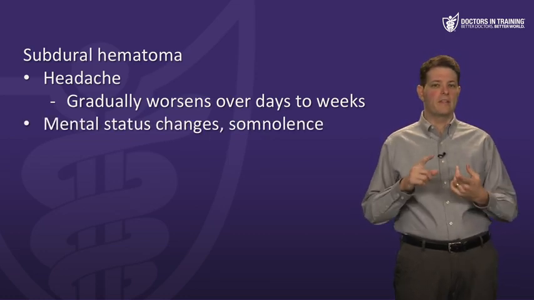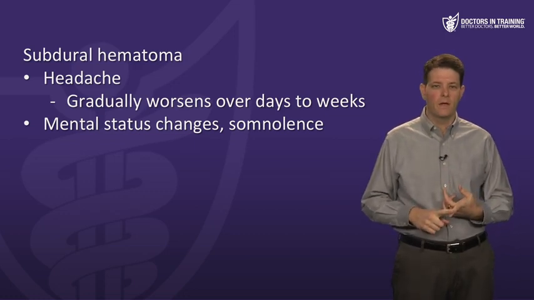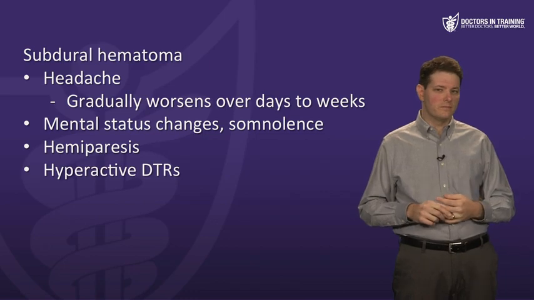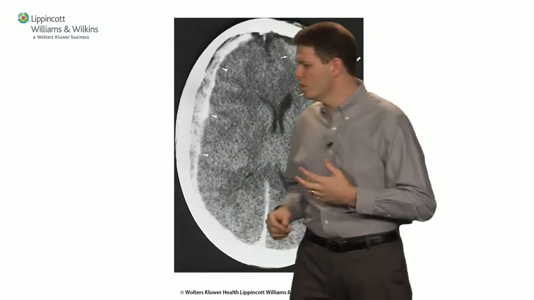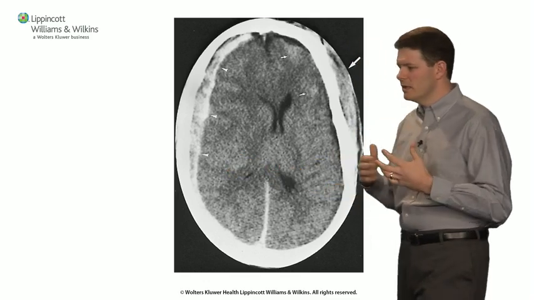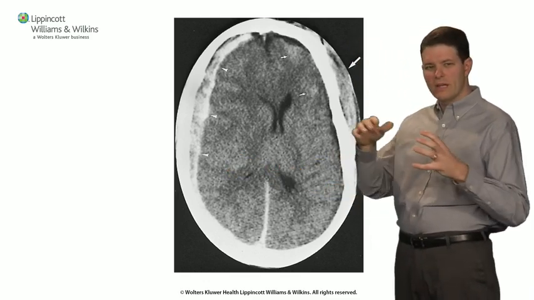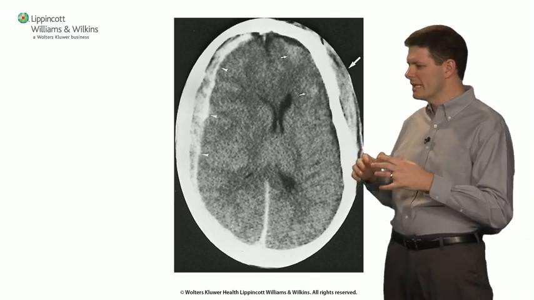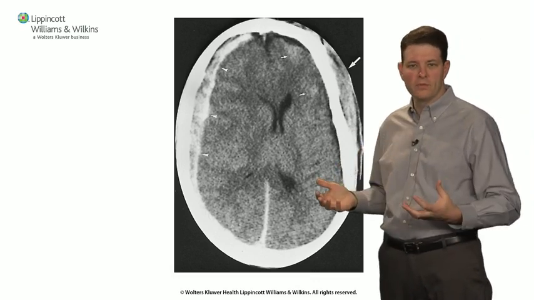You can also see mental status changes and somnolence, hemiparesis, and hyperactive deep tendon reflexes. Now, CT is going to show a crescent-shaped collection of blood between the dura and the arachnoid. It sort of spreads out and forms this crescent shape. There's really nothing that's preventing the blood from spreading laterally, and so that's why it forms this crescent shape.